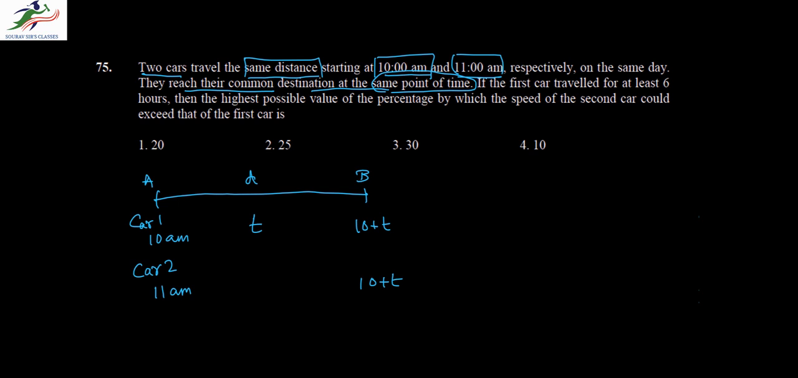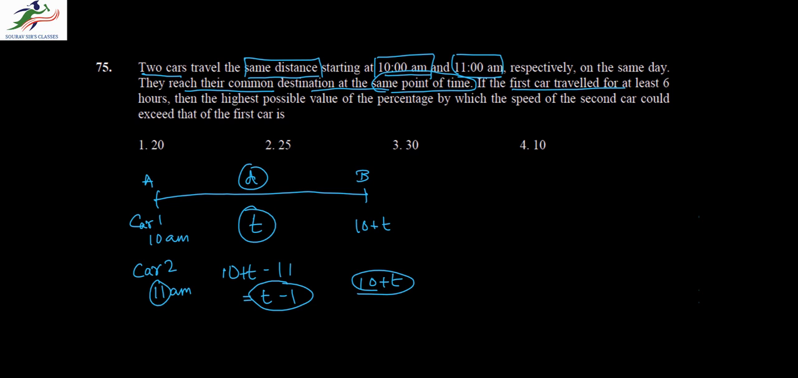Therefore the time taken by car 2 is 10 plus t minus 11. So 10 plus t minus 11 is equal to t minus 1. So these are the times taken by the two cars. This is the distance that they are traveling. If the first car traveled for at least 6 hours, then the highest possible value of the percentage by which the speed of the second car would exceed that of the first car is.